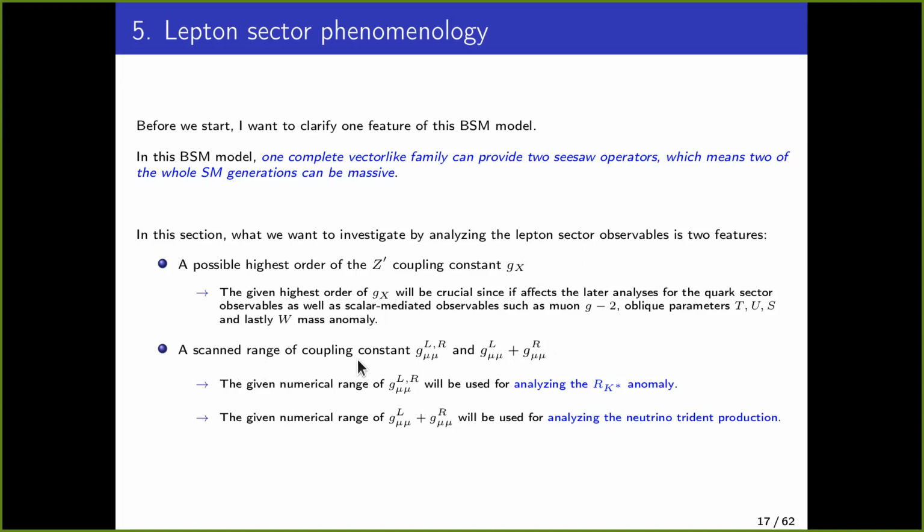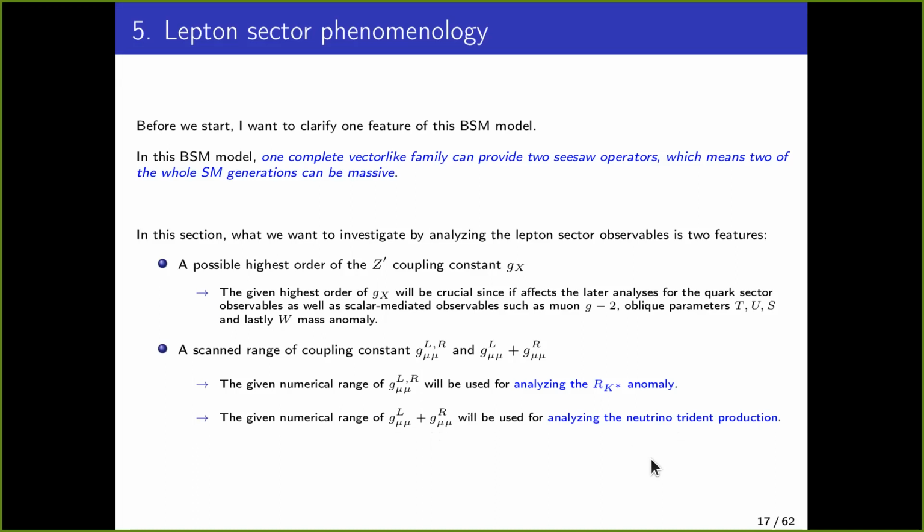The second thing we want to achieve in this lepton sector phenomenology is to scan the range of the coupling constants g_μμ^L and the Z-prime to μμ left-handed and right-handed, and the sum over these. This will be used for analyzing the RK anomaly, to determine the Z-prime mass range, and this summation will be used to derive the Z-prime mass from the neutrino trident production constraint.